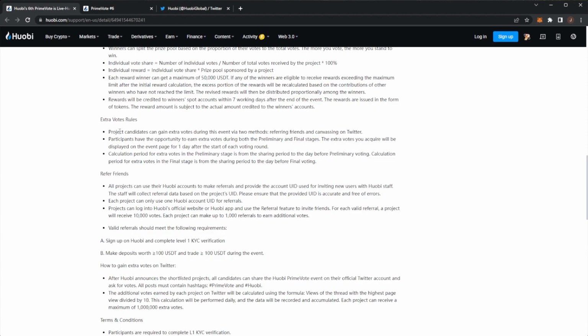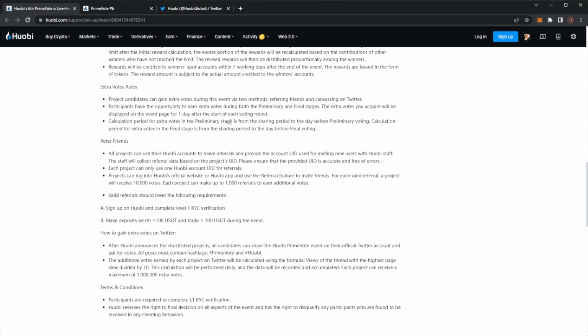So extra vote rules. You can get extra votes by referring friends and through Twitter. Participants have the opportunity to get extra votes through both stages, and the calculation will be the day before the preliminary voting. So you have a short time to try and get these extra votes in.